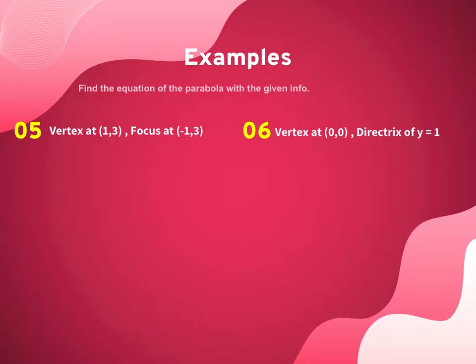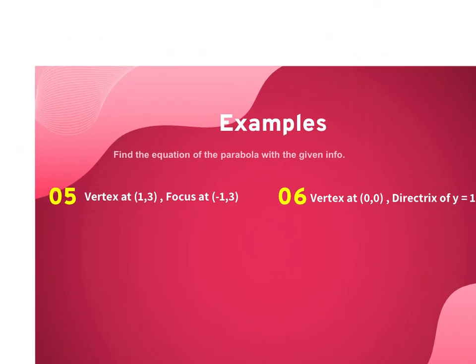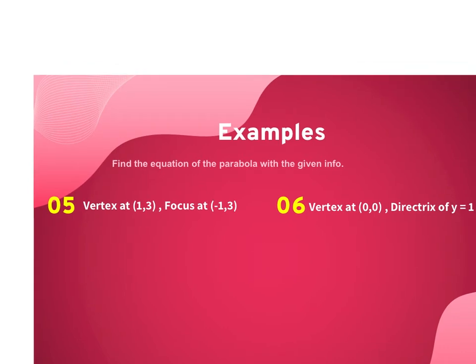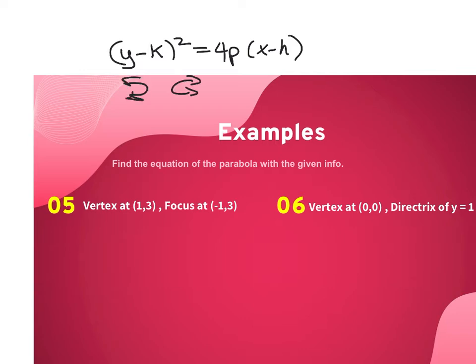Let's go ahead and try numbers 5 and 6. So again, for number 5, the two formulas that I'm going to be using are the y minus k squared equals 4p x minus h. This one is for the backward C and the forward C, or the left and the right opening. And then you also have the x minus h squared equals 4p y minus k. This would be for the up and down.